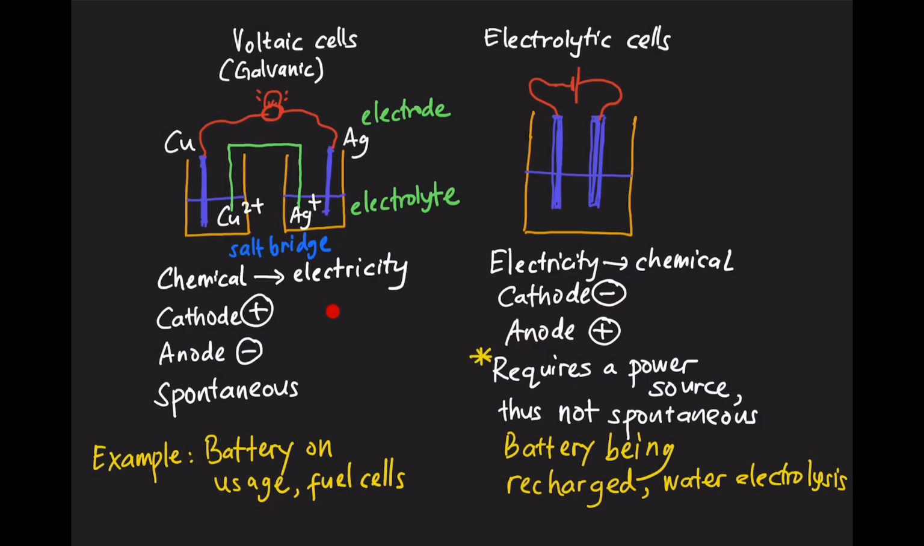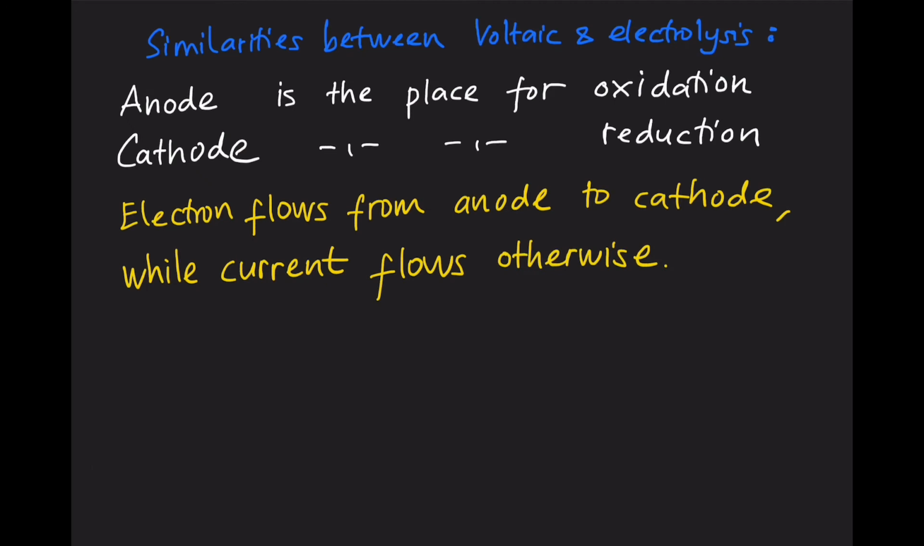So those are the differences between these two cells, but there is also an important similarity between them, and that is this one. The anode is always the place for oxidation, while the cathode is always the place for reduction, no matter whether you are talking about voltaic cells or electrolytic cells. Therefore, because electrons come from the anode, because oxidation is a release process of electrons, the electrons will flow from where they come from, the anode, to the cathode.